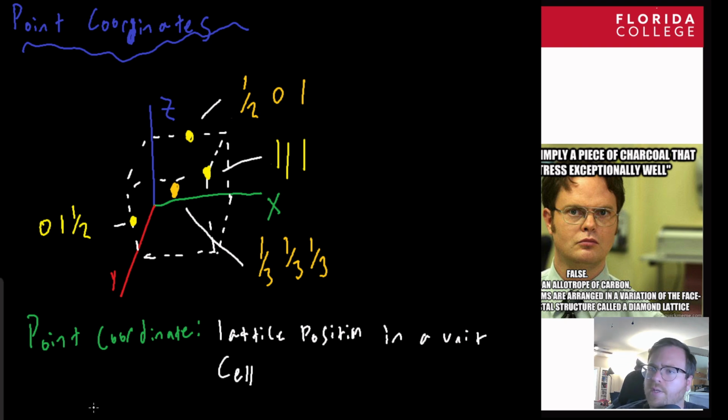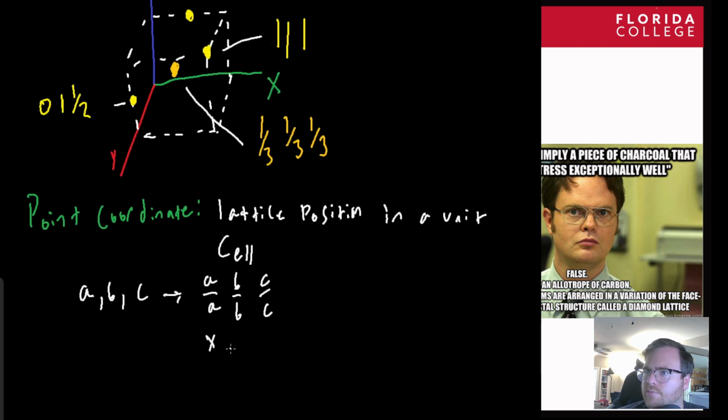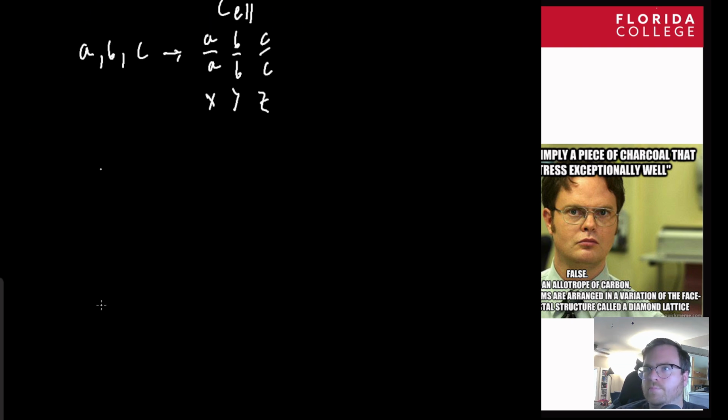And then ABC would be like your X, Y, and Z coordinates, and these will be in terms of fractions. So I'll just say A over A, B over B, C over C. And these align with the X, Y, and Z directions. Right? And again, we're not going to enclose them. We're just going to leave them open, which is weird. It's not what we typically do, but that's how we use this for notating a point coordinate in a unit cell. Okay, so those are pretty simple.